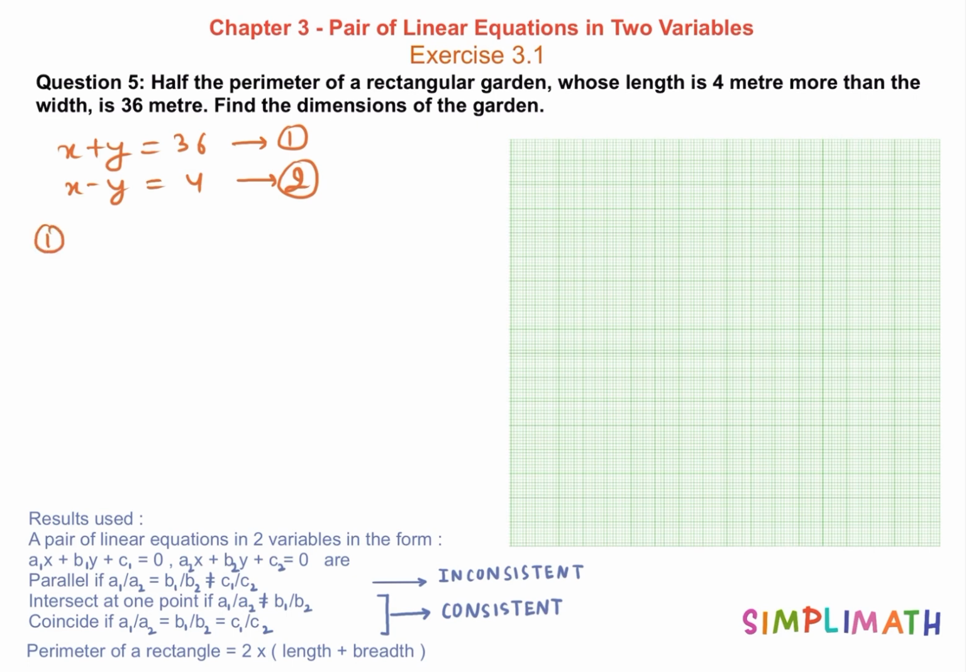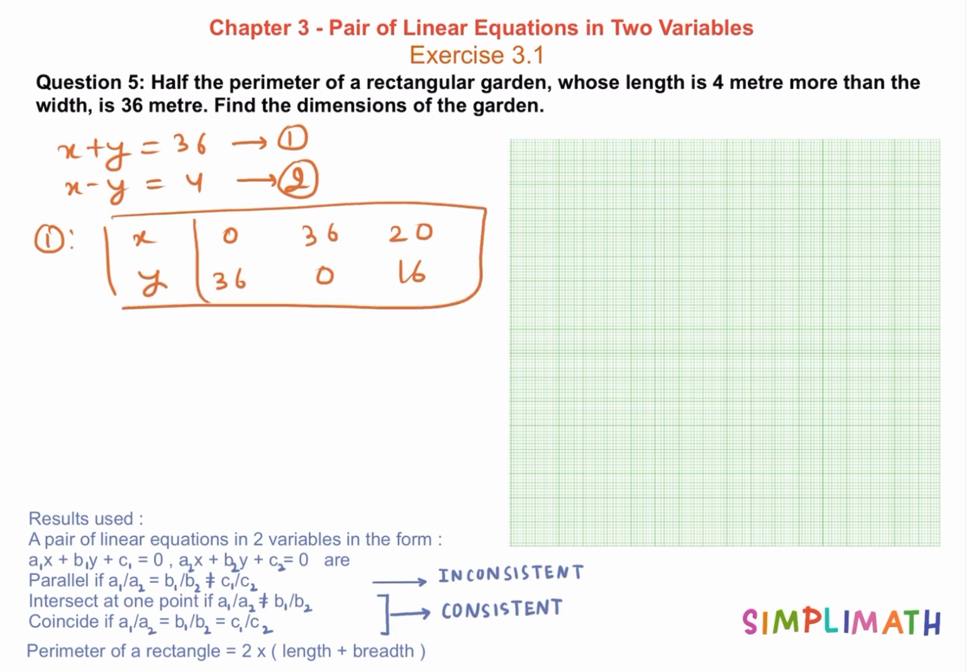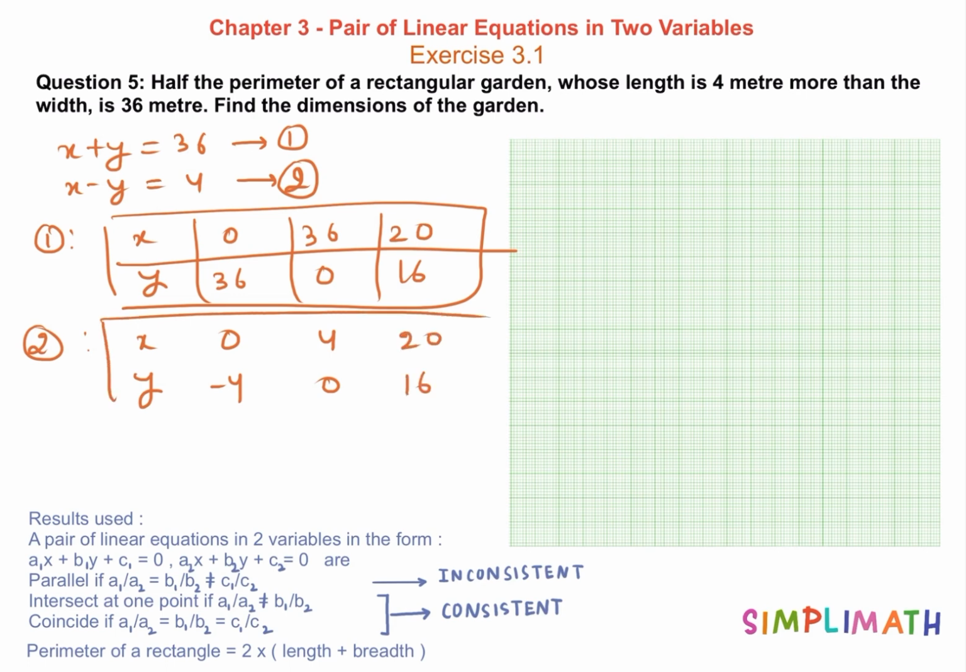Now coming to equation number 1. When x equals 0, y equals 36. When x equals 36, y equals 0. When x equals 20, y equals 16. For equation number 2, when x equals 0, y equals minus 4. When x equals 4, y equals 0. When x equals 20, then y equals 16.